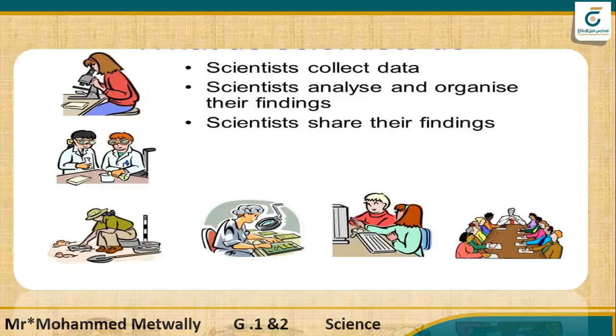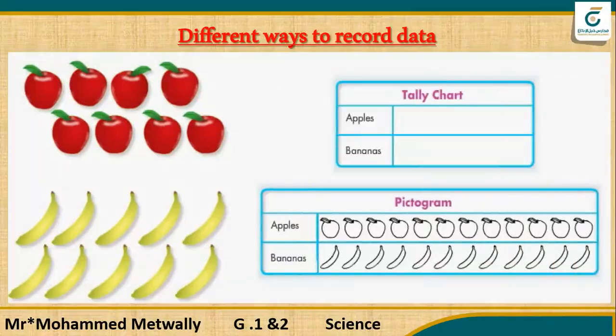I will now let you see. What are different ways you can record data? Let's take a look. There are 8 apples and 10 bananas. Let's record them on our tally chart. Now let's record them on a pictogram.